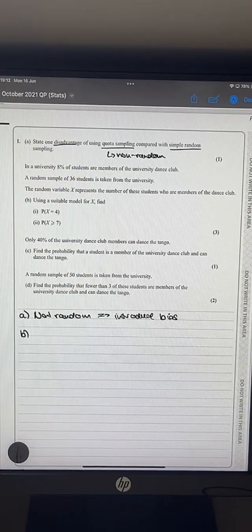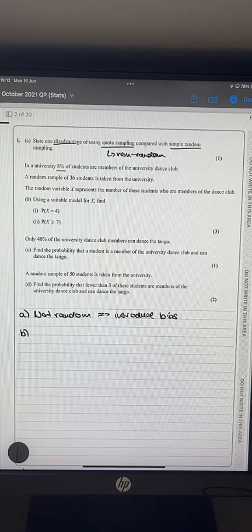Question B. In a university, 8% of students are members of the dance club. A random sample of 36 students is taken from the university.